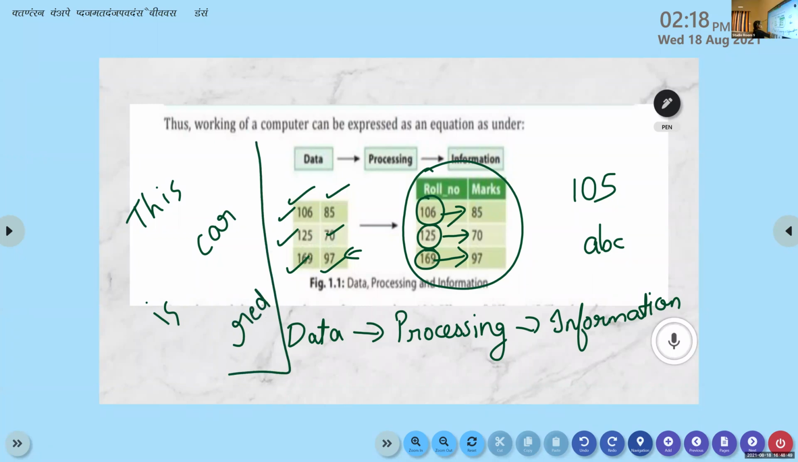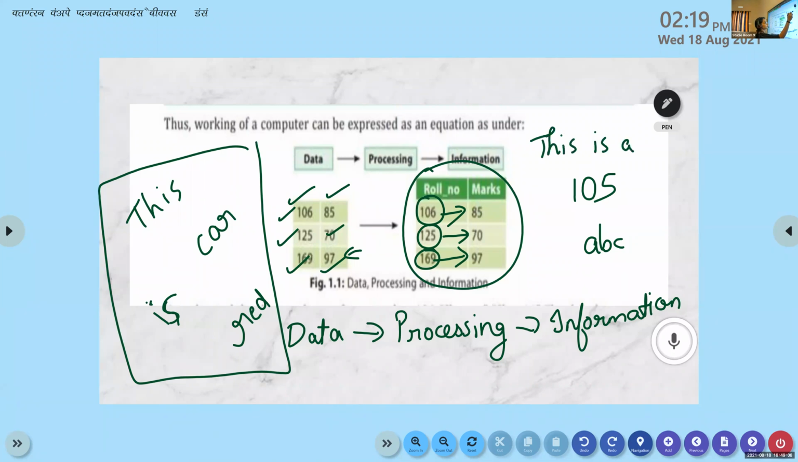I have just written the words. Do you get any idea? I've just entered the data. So can you understand what is that? But if I arrange it properly, like this, then you will get a complete information, isn't it? So this is the difference between data and information.